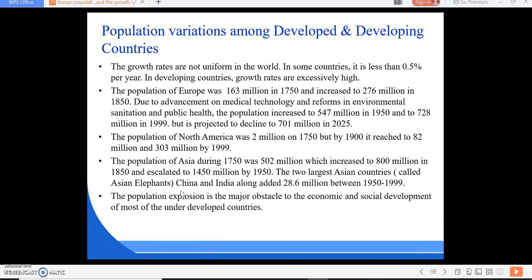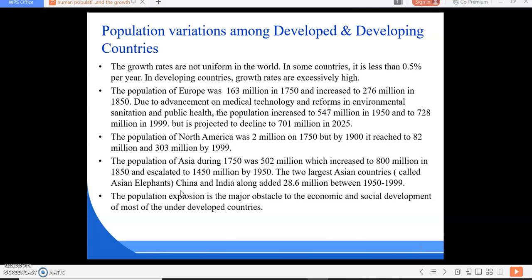The fastest growth of the population is seen in Africa. The growth rates are not uniform in the world. In many countries like those in Europe, the growth rate is less than 0.5% per year. In developing countries, the growth rates are excessive. For example, India. India is the second largest and will soon overtake China, the present largest, as China is restricting population by rigorous population control and advocating the one child family norm to bring down the population.